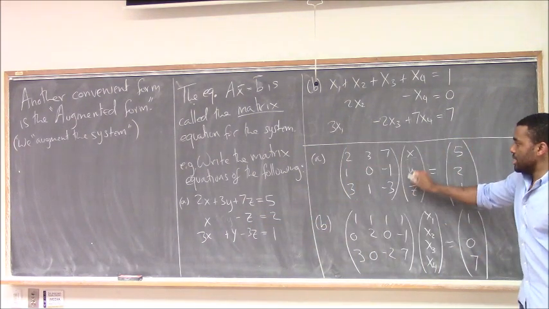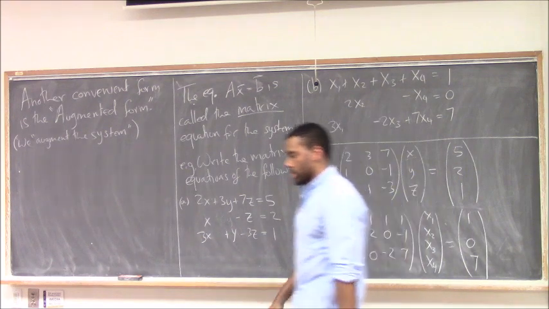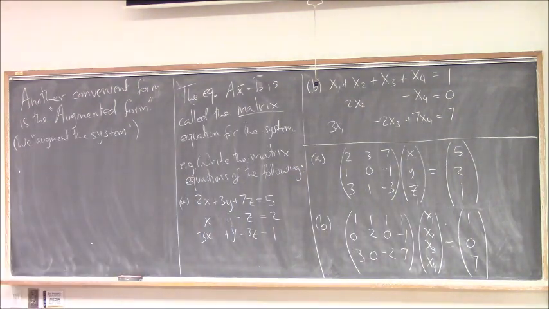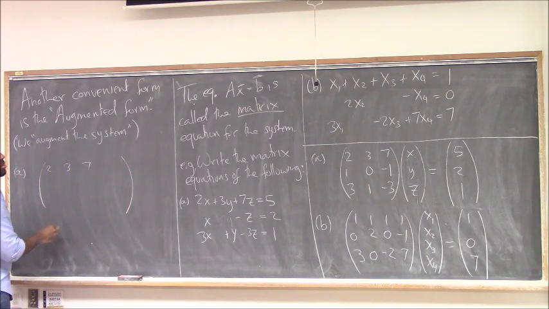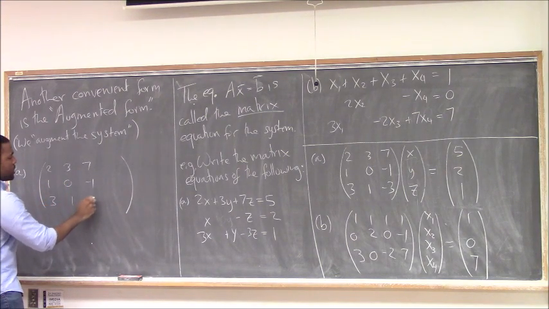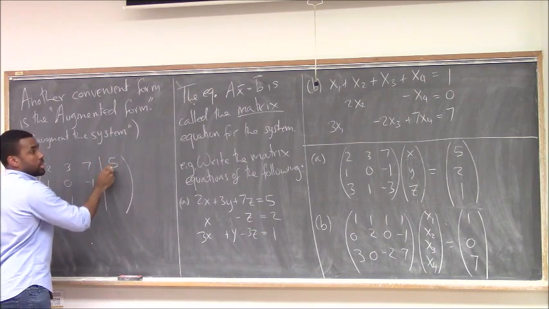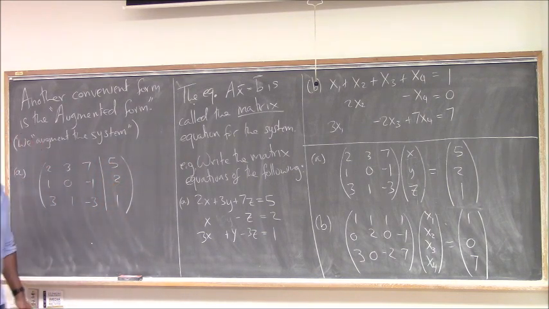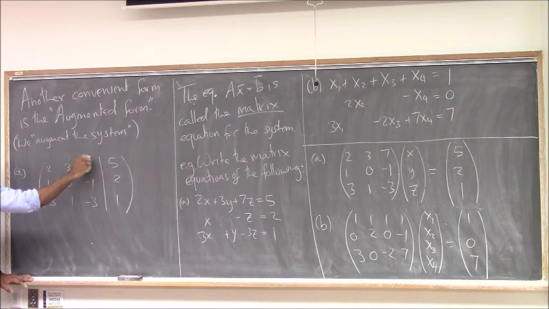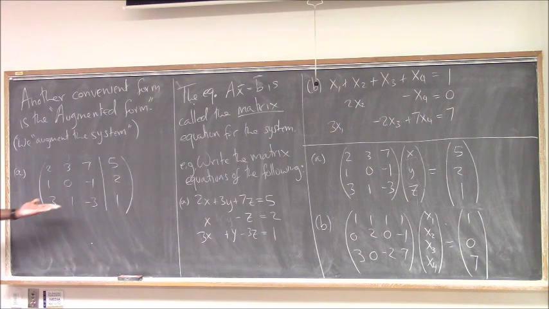So writing the variables is kind of superfluous. You don't really have to write them; you can essentially ignore them. And so you can write it in just one big matrix: 2, 3, 7, 1, 0, 1, 3, 1, minus 3. And you write a line, like a bar, and then you write the other side here. It's understood that the first column is the x column, the y column, and the z column, but you don't write it. This is called the augmented matrix.